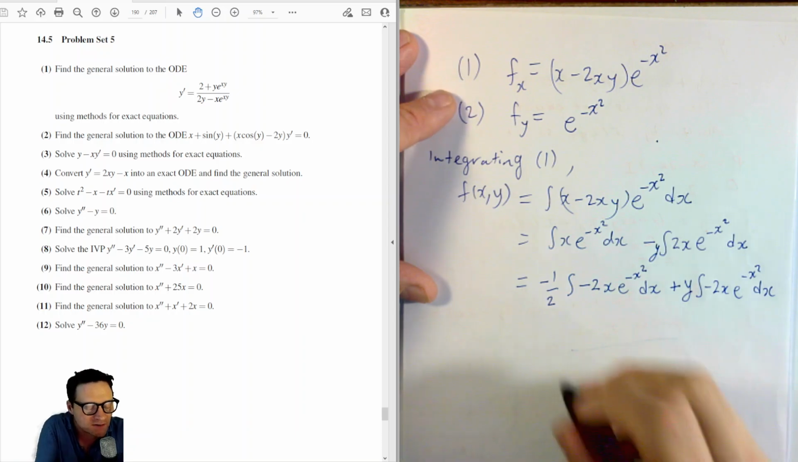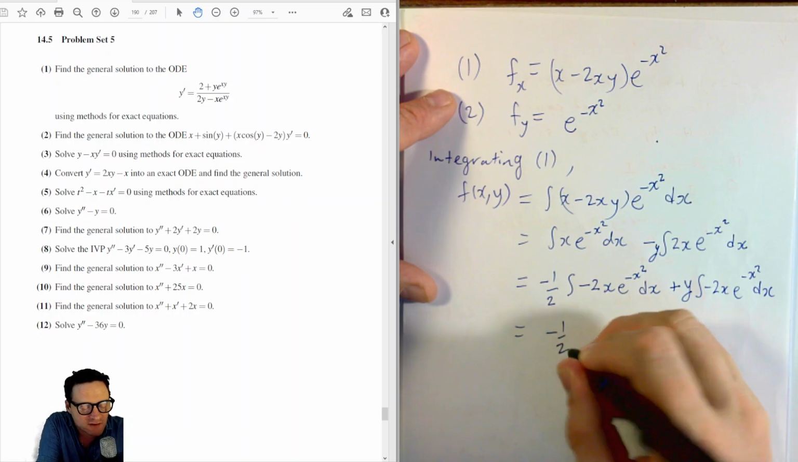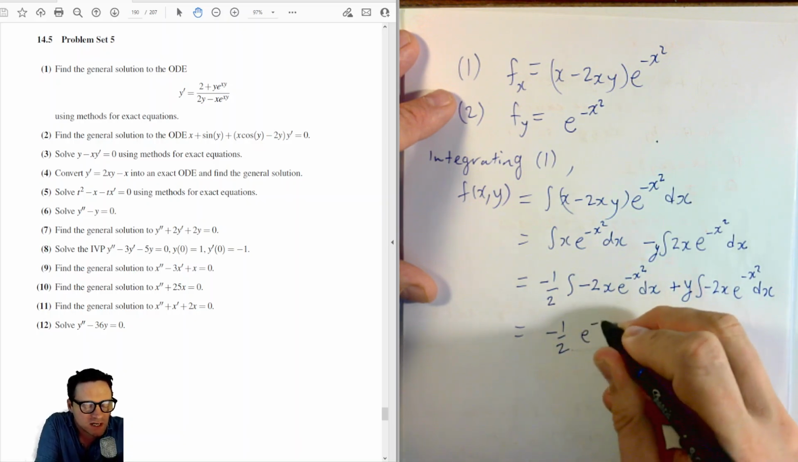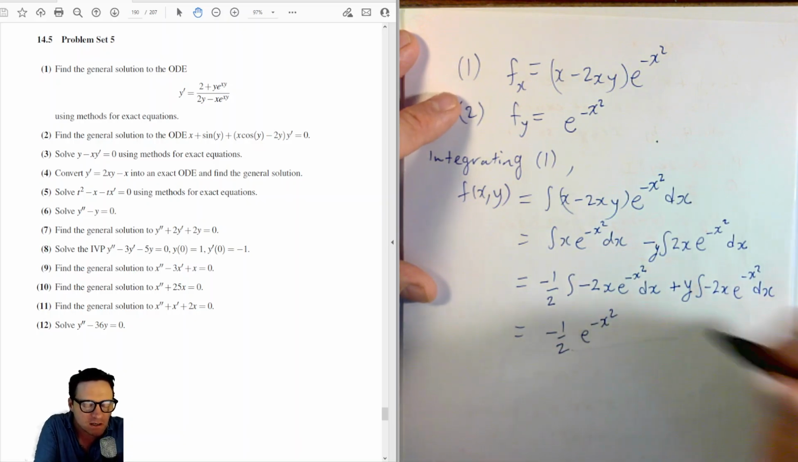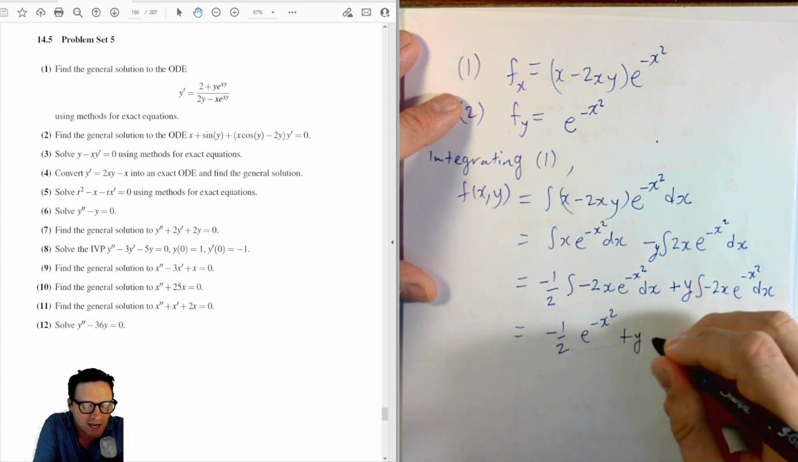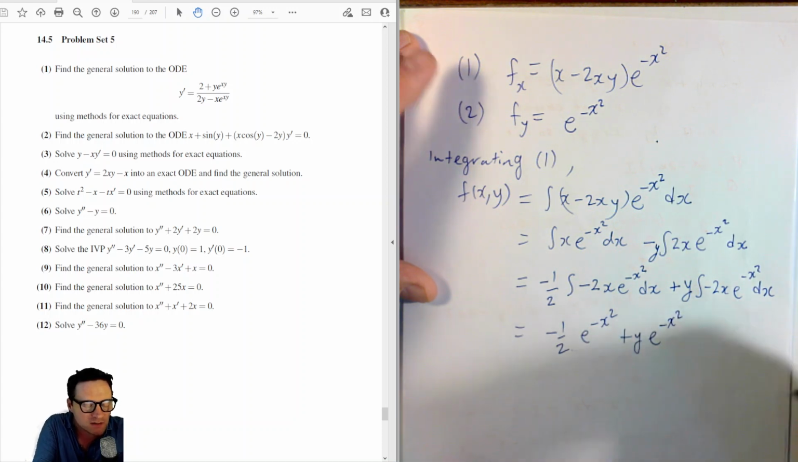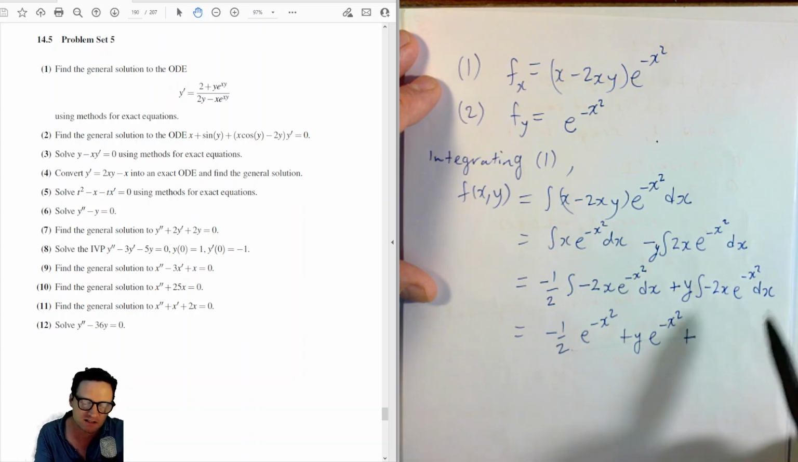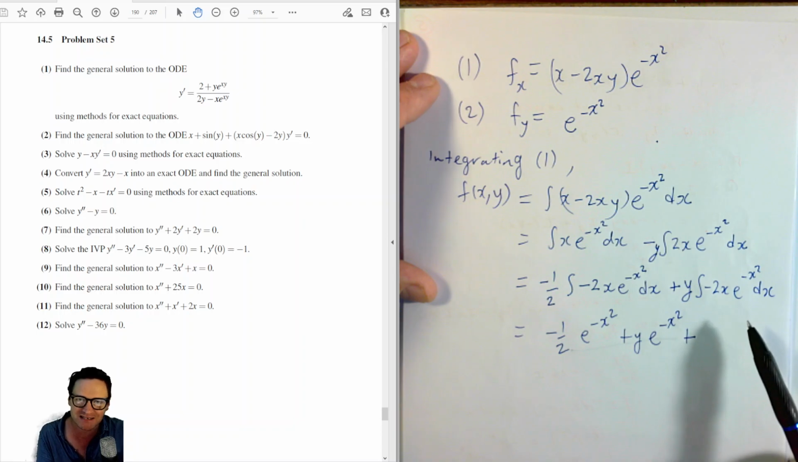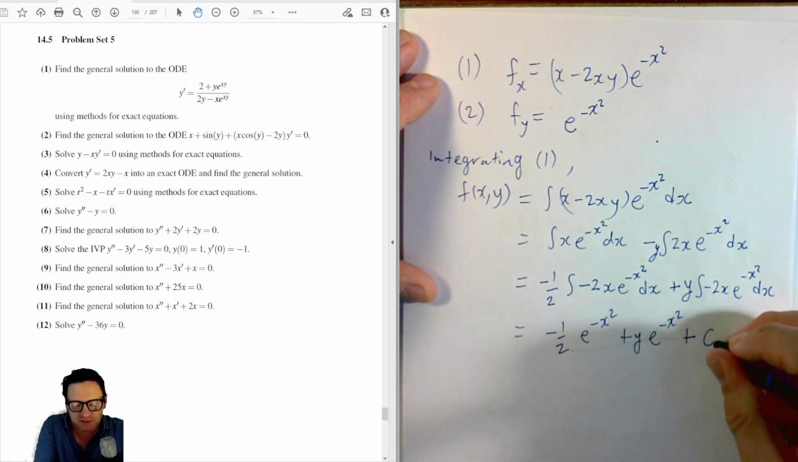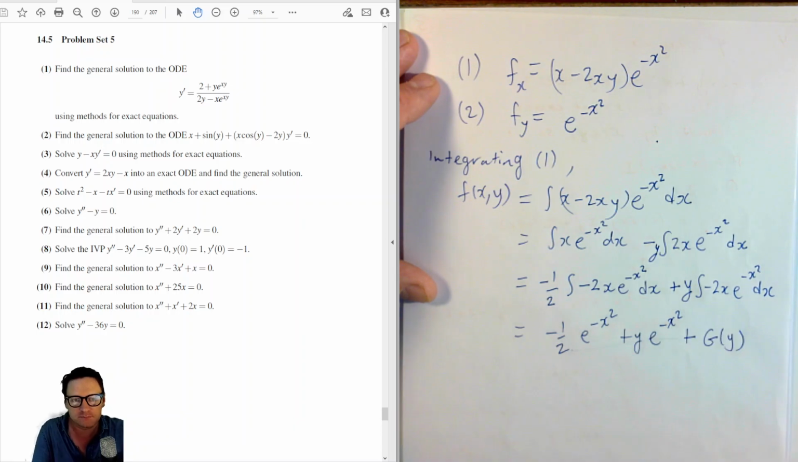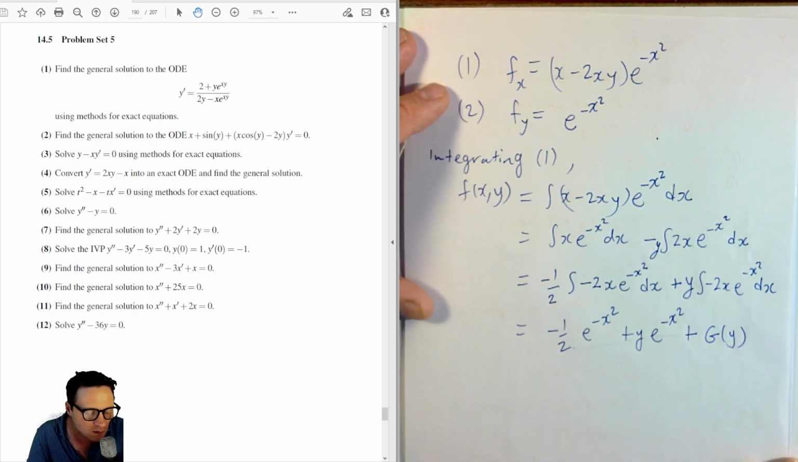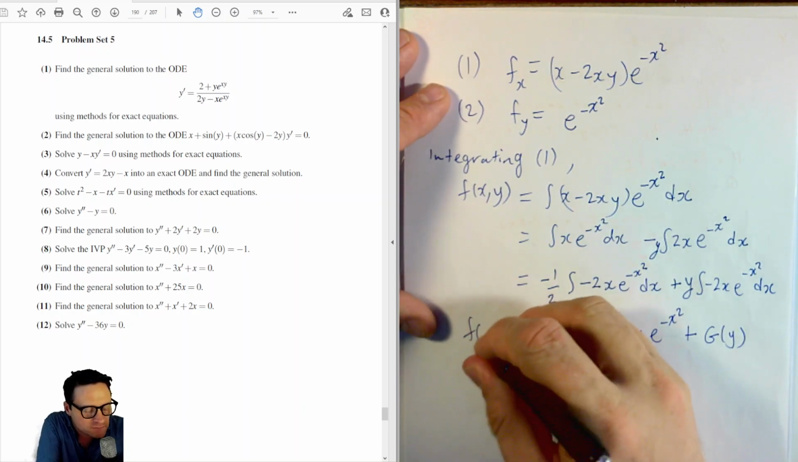minus x squared. So we have minus a half e to the minus x squared, and then plus y e to the minus x squared, and then there's a plus a constant of integration. But remember, it's not a constant of integration because we've integrated partially with respect to x, so it's actually a function g of y. All right, and so this is our f.